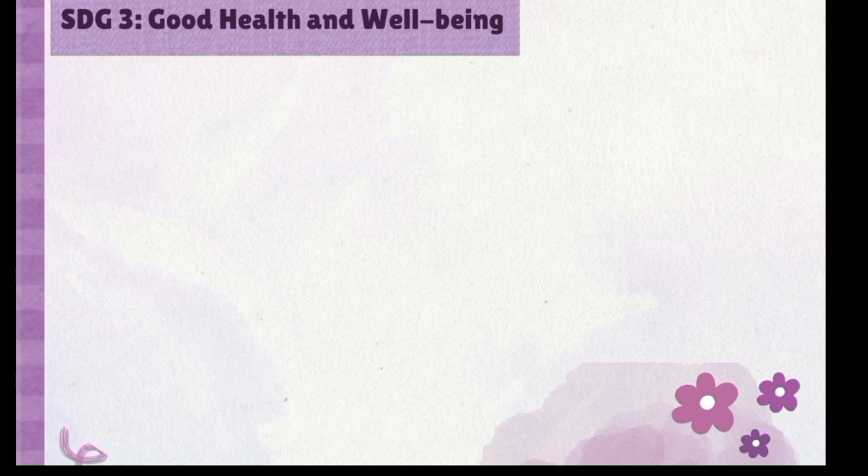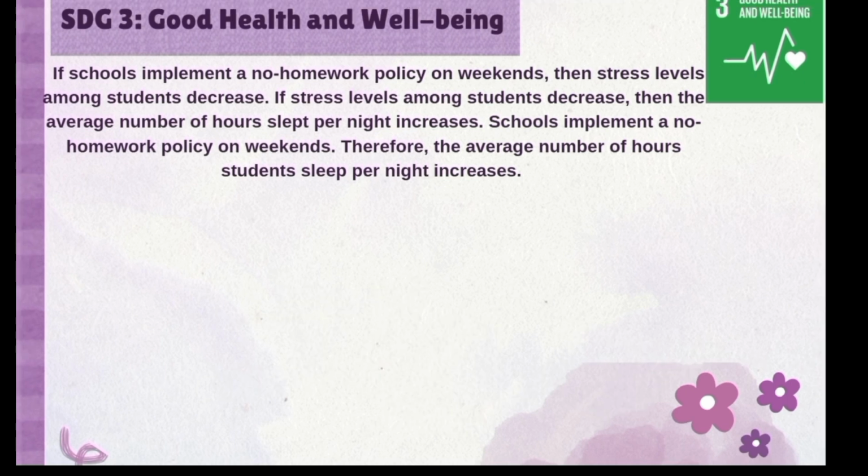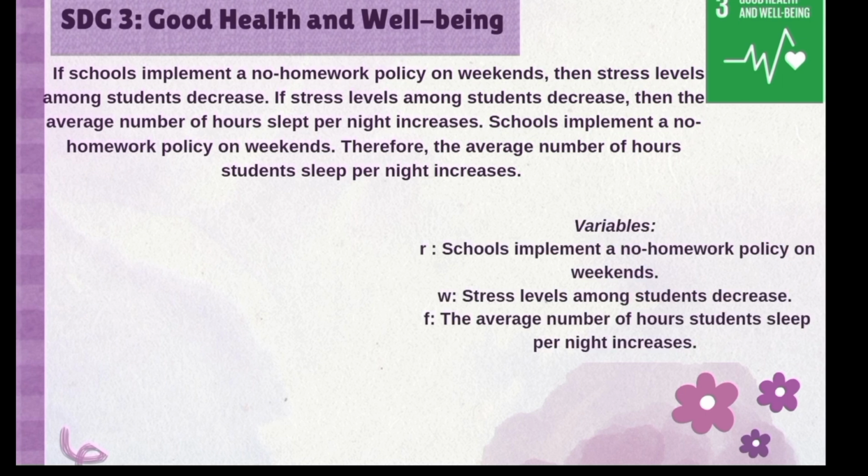Hello, this is Judeline. So now, let's proceed to SDG 3, Good Health and Well-Being. So we have an argument: if schools implement a no homework policy on weekends, then stress levels among students decrease. If stress levels among students decrease, then the average number of hours slept per night increases. Schools implement a no homework policy on weekends, therefore the average number of hours students sleep per night increases. So we have variables R, W, and F.